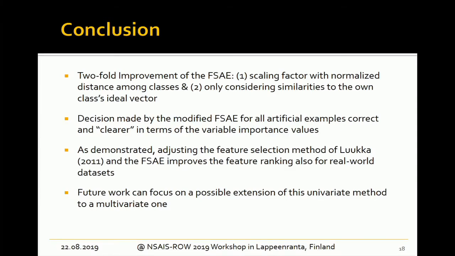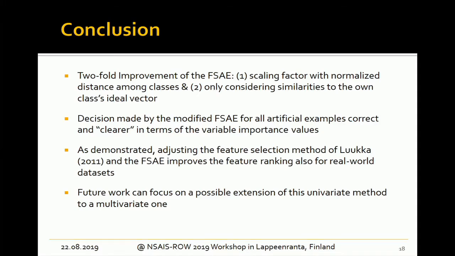So as you've seen, the 2 changes that we did were to use the scaling factor in a normalized way by using also the standard deviation in the data, and of course considering similarities only to the own class's ideal vector. Then we got much clearer and always correct decisions by determining the variable importance and which feature should be discarded on the artificial cases. And we also saw that for the real world cases we could improve on average the feature ranking. Sometimes more, sometimes less, and sometimes it was not that clear, but there is a clear tendency.